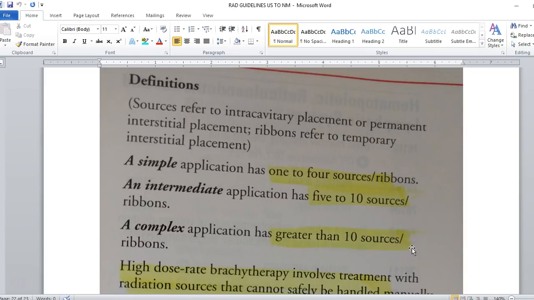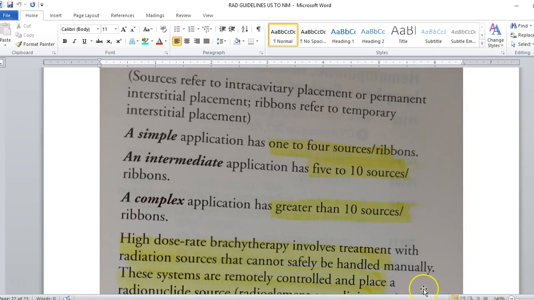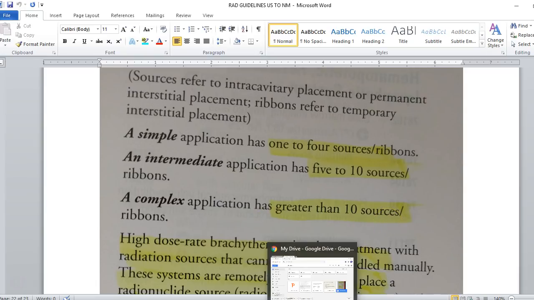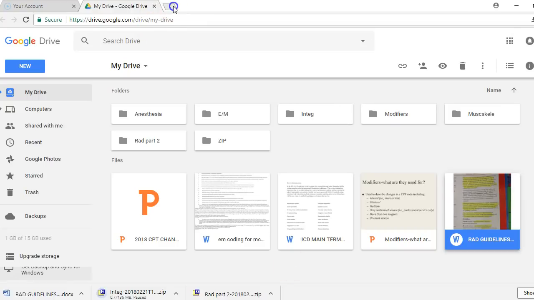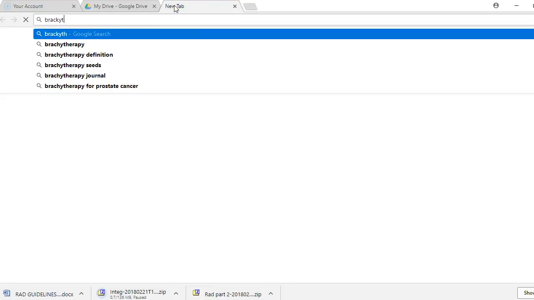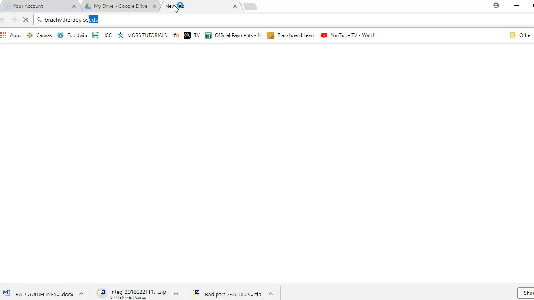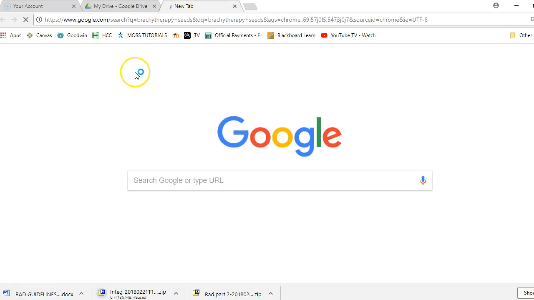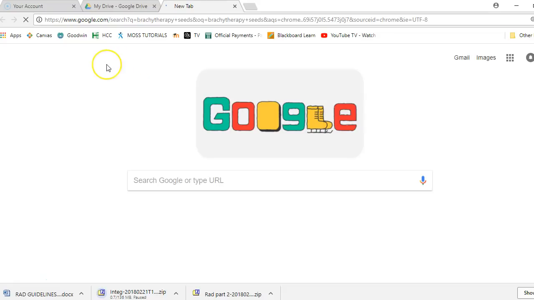Now, this is different because we're dealing with these little tiny radioactive seeds. We have the simple is 1 to 4 sources or ribbons, so 1 to 4 seeds or ribbons. Intermediate 5 to 10 seeds on a ribbon, or greater than 10. So what I want to do is I want to show you guys the brachytherapy seeds. They're very, very tiny. So I'm just putting in brachytherapy seeds in Google.